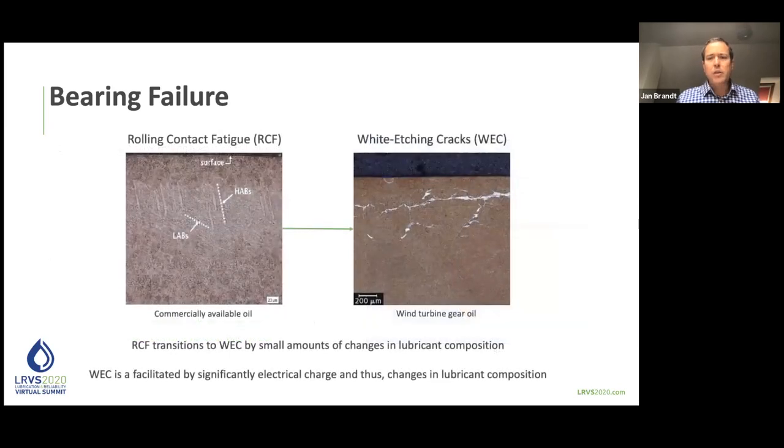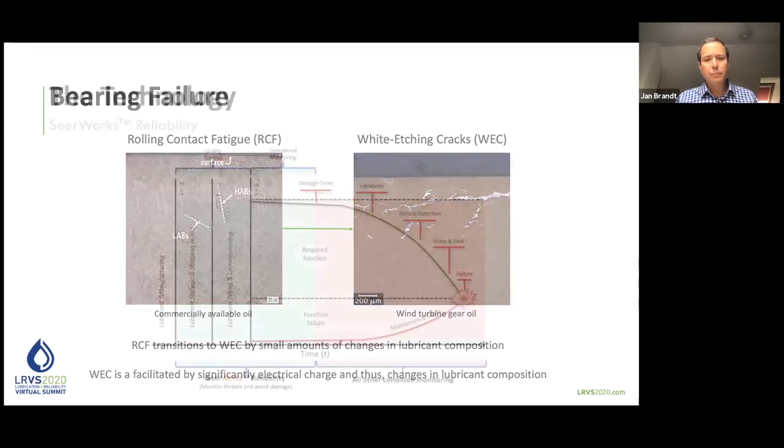Just to show you briefly under the microscope, in rolling contact fatigue you have different high and low angle bands, but in the white etching crack area it's a completely different damage mechanism. So this shows, under a microscope, how these different failure mechanisms look.